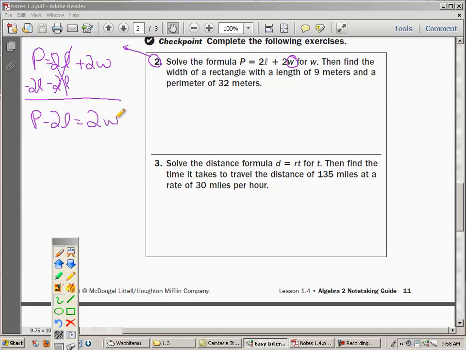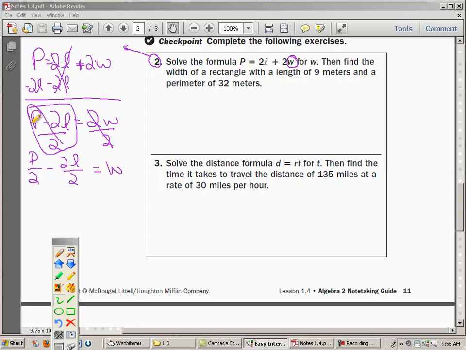And again, if you're just going to deal with this as variables, we've got to get rid of additions before we can get rid of multiplications. So we get rid of the quantity 2L by subtracting it from both sides. So now we're going to divide both sides by 2, and you get W is equal to, now you can leave it like this. This really isn't truly simplified, understanding that P minus 2L over 2 is the same thing as P over 2 minus 2L over 2.